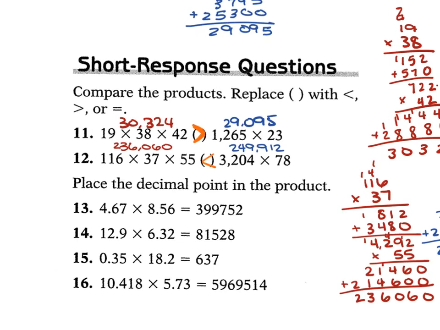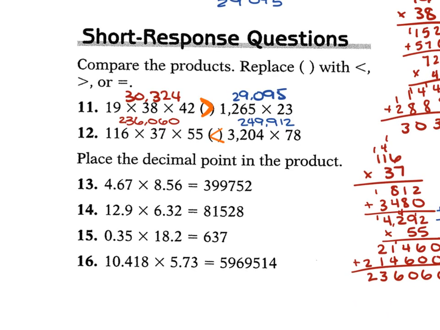For 13 through 16, we're placing the decimal point in the product. So for 13, we have 4.67 and 8.56. We have two decimal places in both of these, a total of 4. So we're moving our decimal point 1, 2, 3, 4 places. So this is 39.9752.